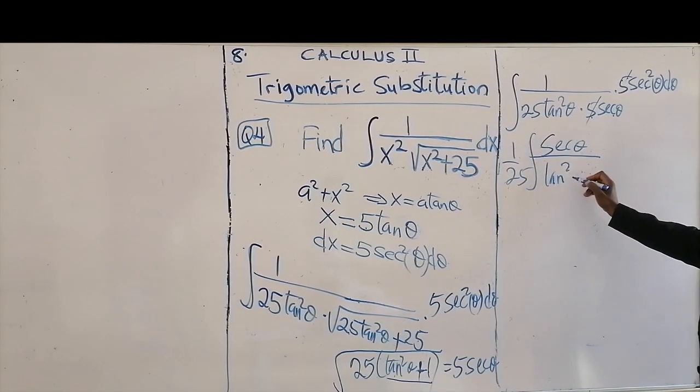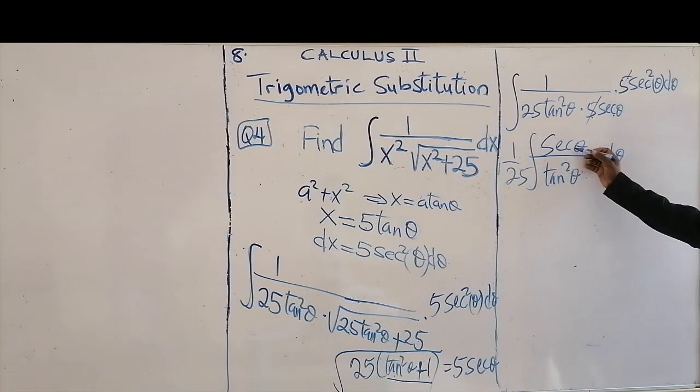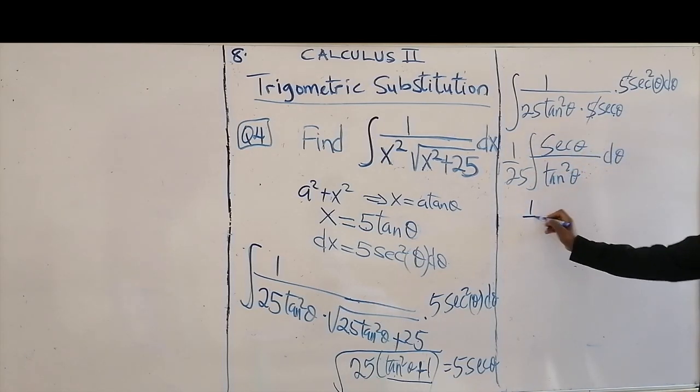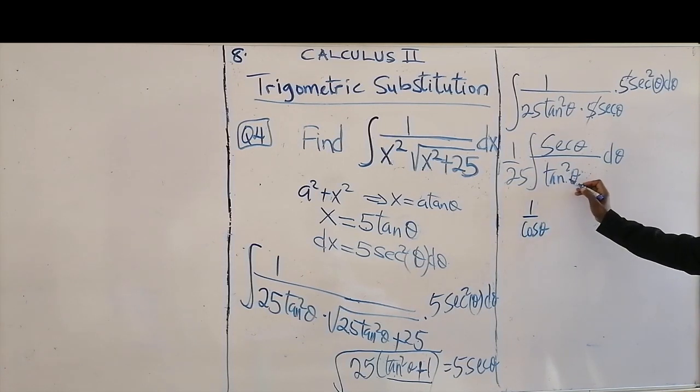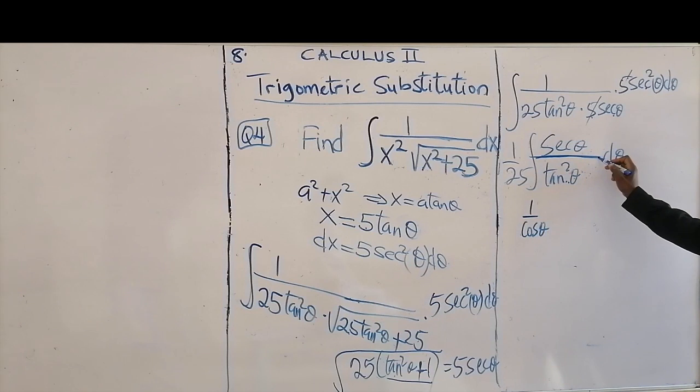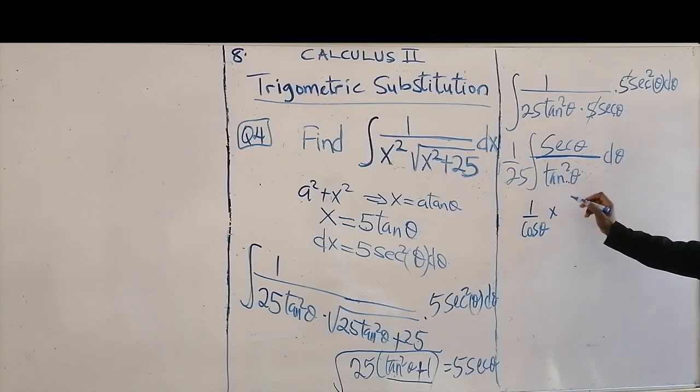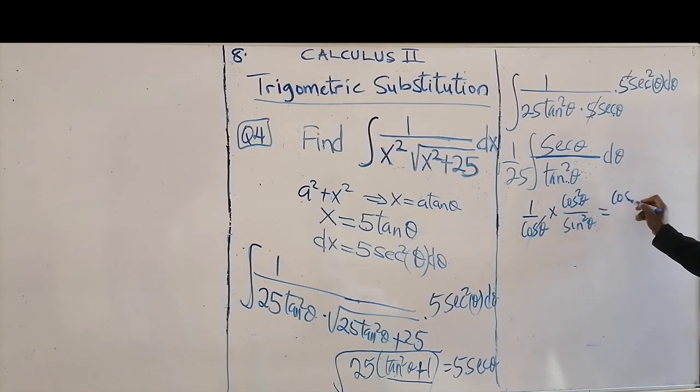Sec theta over tan squared theta, with 1 over 25 coming outside. We can do the algebra and break this down. Sec theta is 1 over cos theta. Tan squared theta is sin squared theta over cos squared theta. But because of this division, it will flip this one, so we have cos squared theta over sin squared theta. If you do this, we have to remain 1 here. We have cos theta over sin squared theta. So we have 1 over 25, put your integral there.